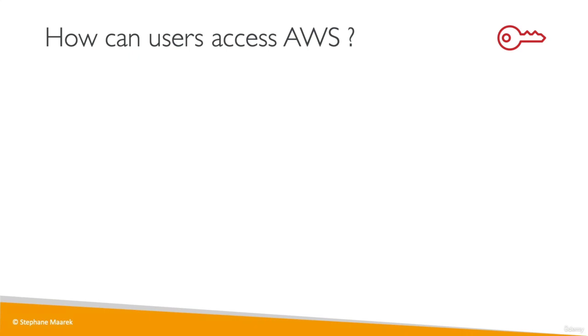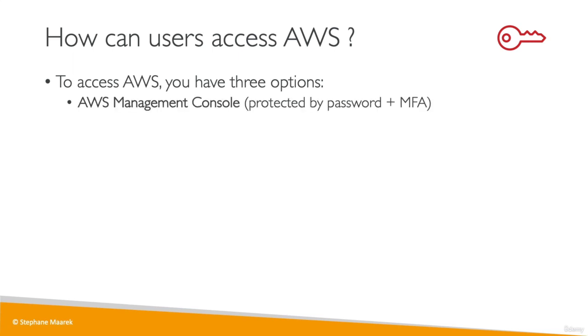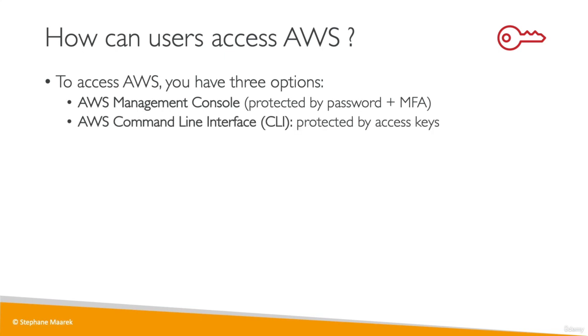So we have seen how to access AWS using the Management Console, which is the web interface that we've done so far in this course. But there are actually three different options to access AWS. The first one is the Management Console, as we've seen, and is protected by your username and password, maybe multi-factor authentication. Then there is the CLI, command line interface.